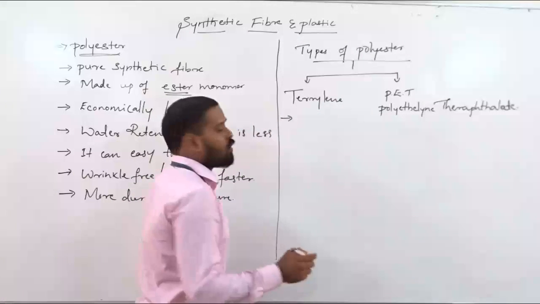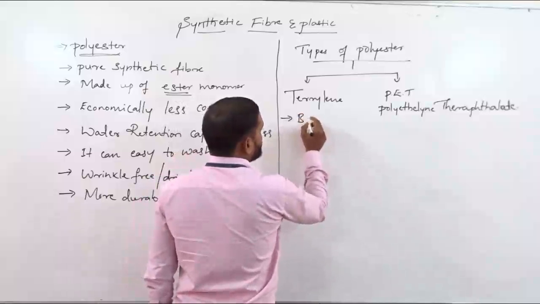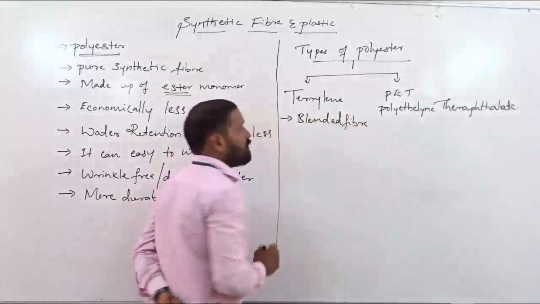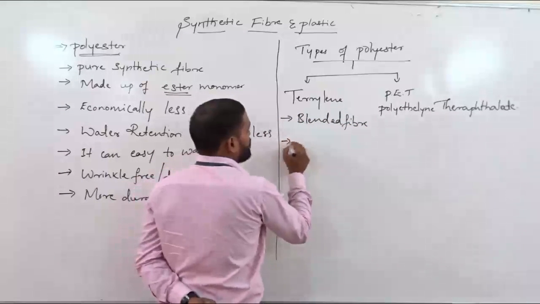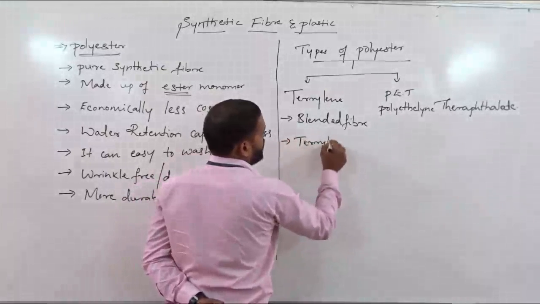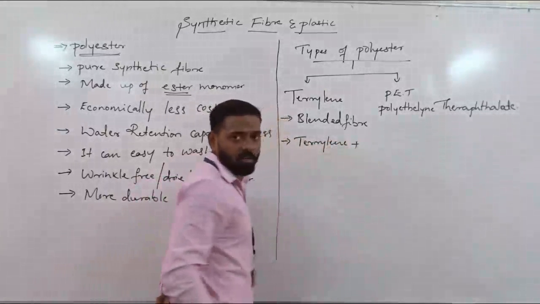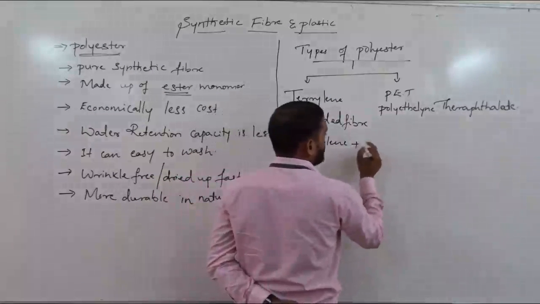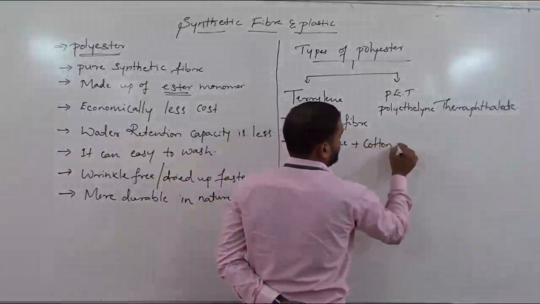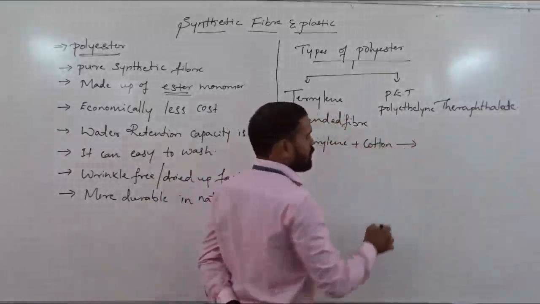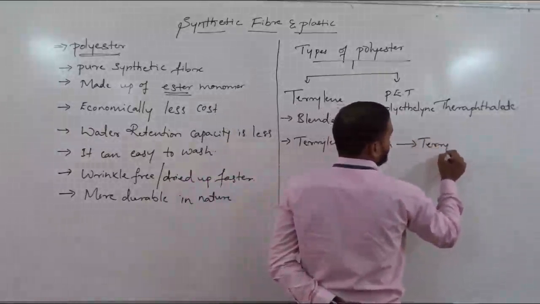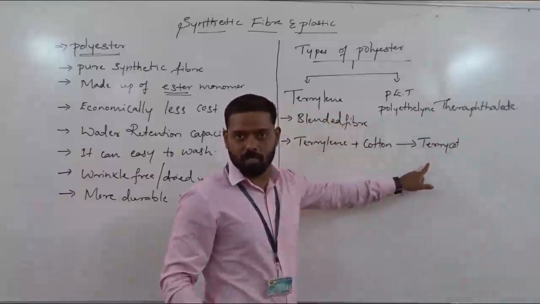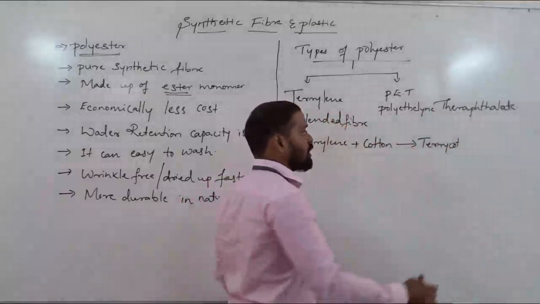Terylene we can also call a blended fiber. We can make blended fiber by mixing with this terylene. Suppose you mix terylene, which is a type of polyester, with cotton, to form terrycot. This terrycot is a material useful for varieties of fabrics. Terrycot is a blended fiber.